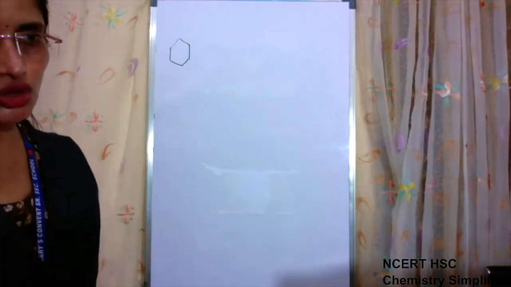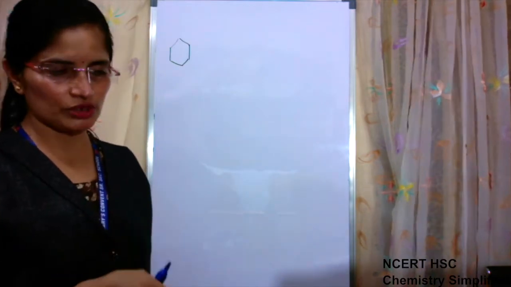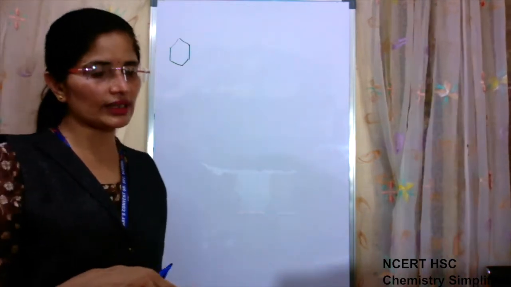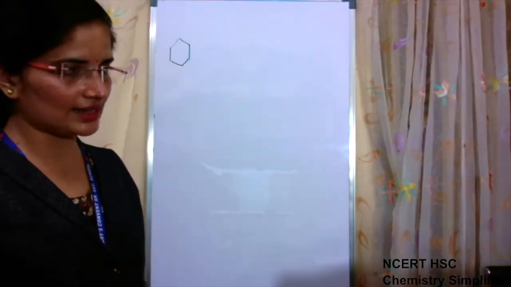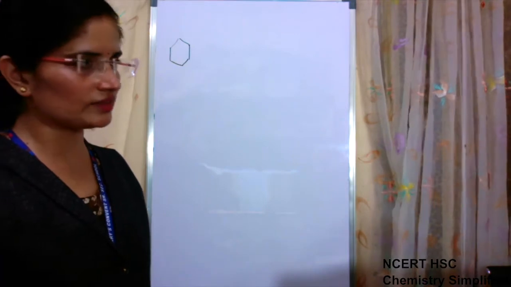SN is substitution nucleophilic. S stands for substitution, N stands for nucleophilic, and 1 stands for unimolecular. SN2 is like this only, substitution nucleophilic bimolecular. 2 means bimolecular, but I will explain it to you in the next class. It is a long topic, a whole period it will take.